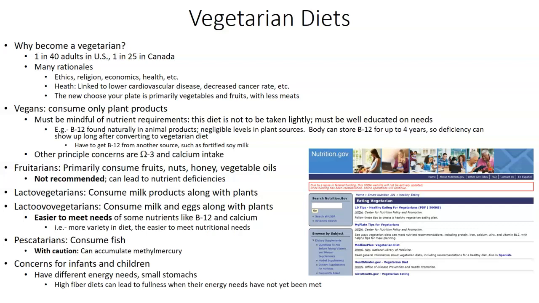There are other concerns with omega-3 intake and omega-6 intake, calcium intake, so you have to be considerate of those if you're going to follow veganism. Fruitarian is not recommended.